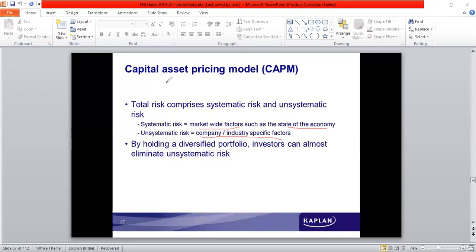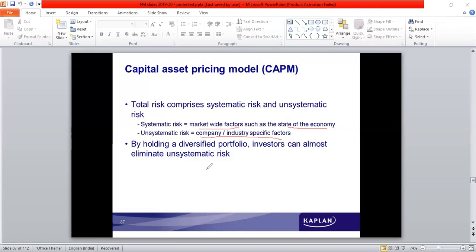So, the CAPM model first talks about identifying the total risk as systematic risk and unsystematic risk. It is divided into two different types. So, by holding a diversified portfolio, investors can almost eliminate unsystematic risk. By holding a diversified portfolio.